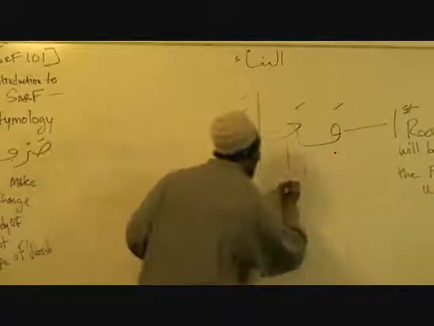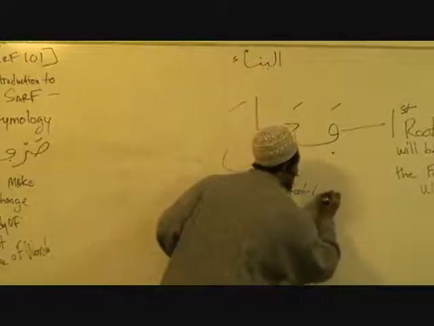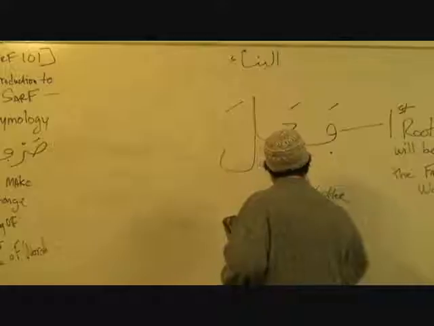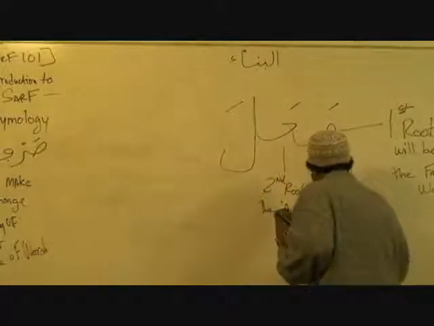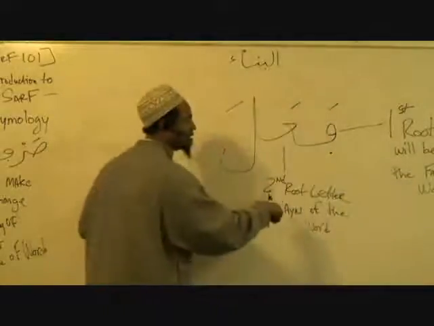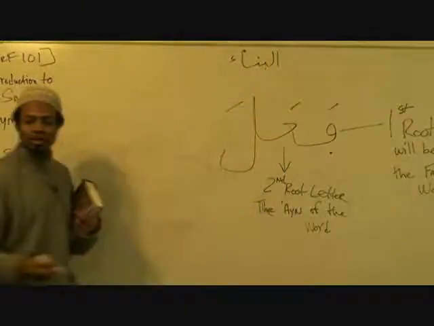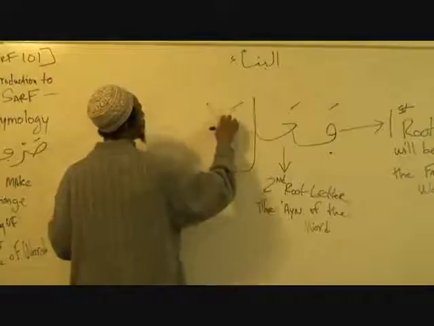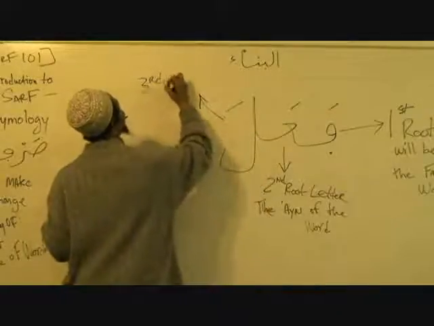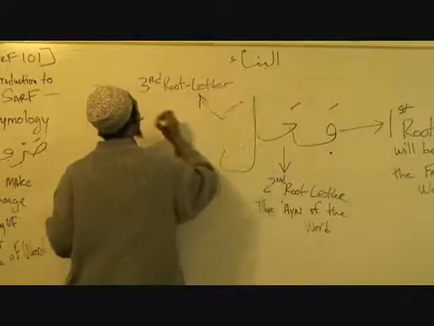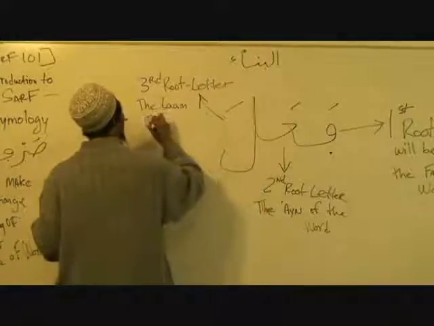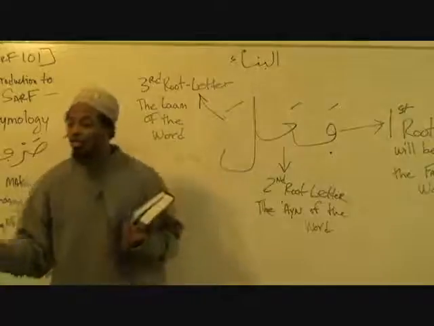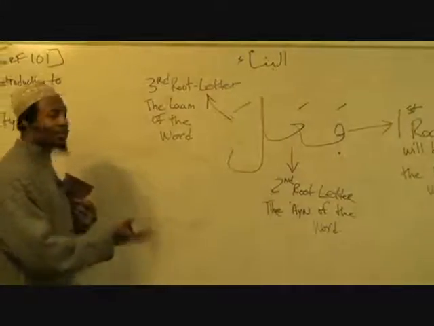Okay? Every second root letter will be referred to as the ain. Will be called the what? Ain of the word. Because of this ain, it will be called the ain of this word. You guys with me? And the third radical, the third root letter, will be called the lam of the word. This is the starting point. Like I said, this is an introduction to Sarf. You guys see that? So let's see if we really understand it.